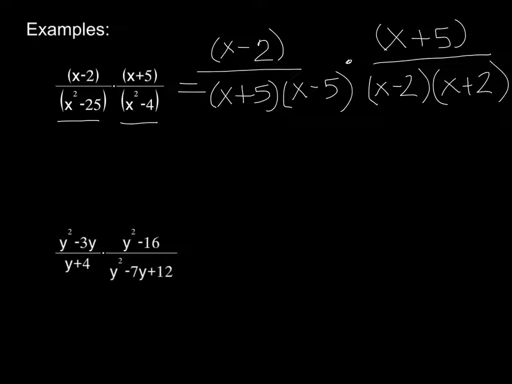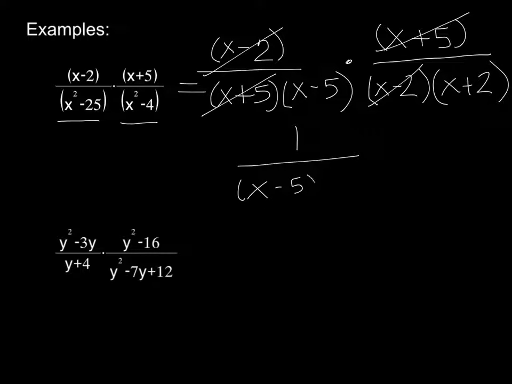Once it's factored, I can look and cancel like factors. So x plus 5 will cancel with x plus 5 in the denominator. X minus 2 will cancel with x minus 2 in the denominator. And looks like we have nothing on the top, but we actually have 1 left on the top, divided by x minus 5 times x plus 2.